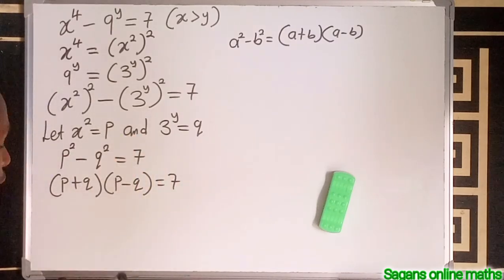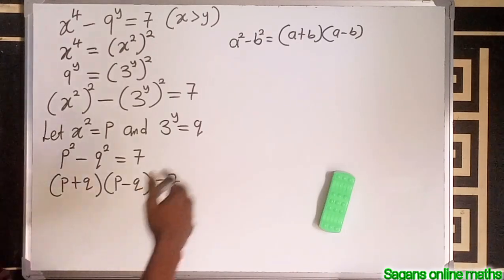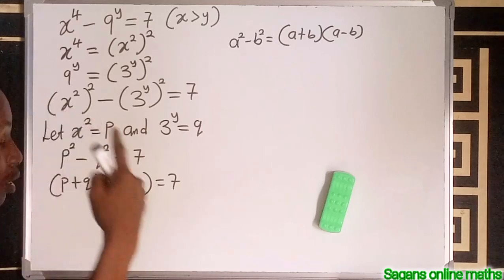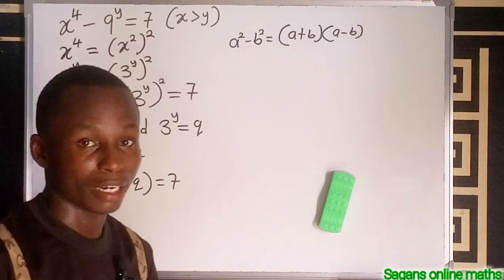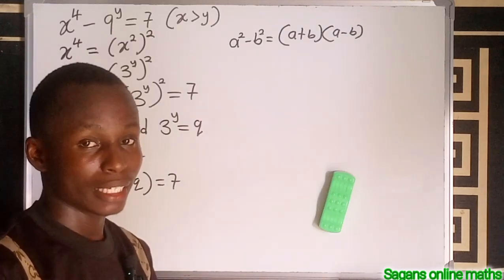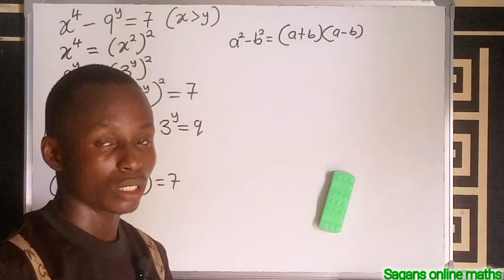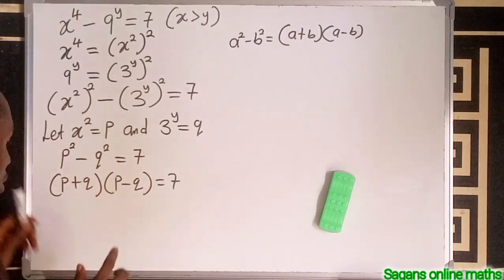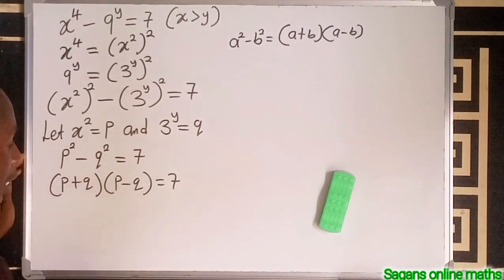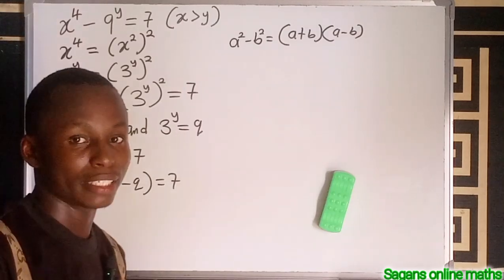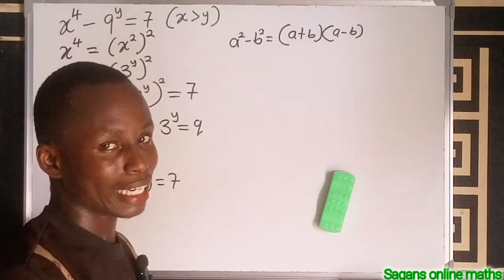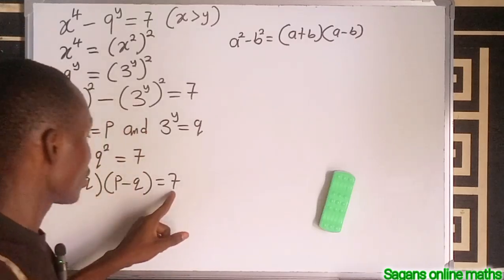Now you can observe that on our left hand side we are having a product, and on our right hand side we are having just a whole number, which is 7. Now what are we going to do so that this question can be solvable? Remember, our target is to find the value of x and y, and x must be greater than y. Take note that 7 is an odd number, and the factors of 7 are 1 and 7 itself.